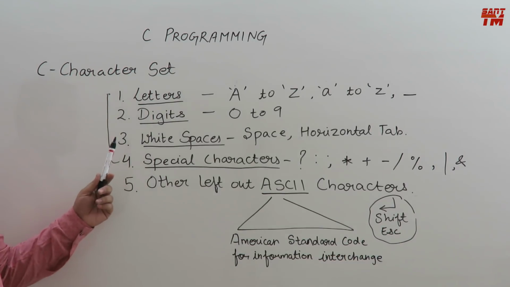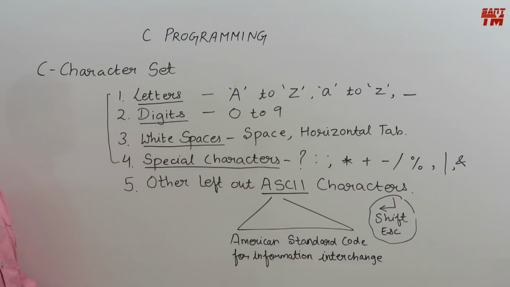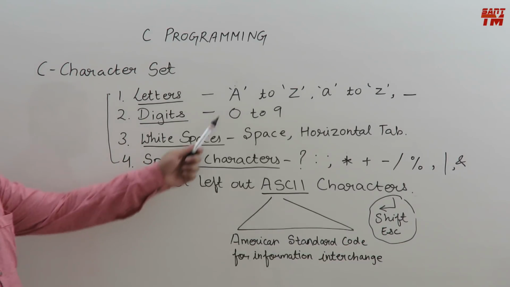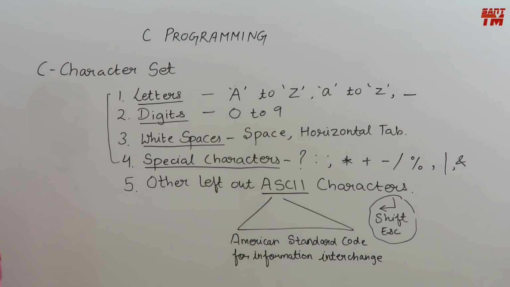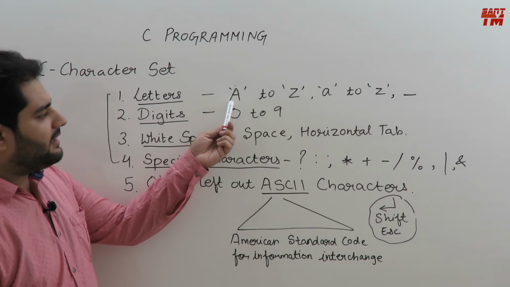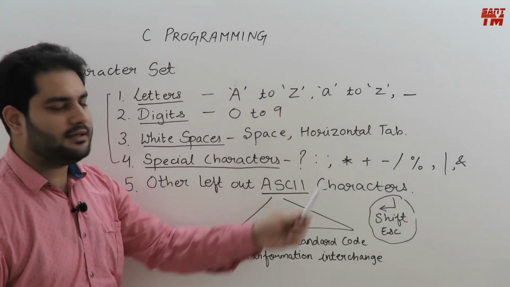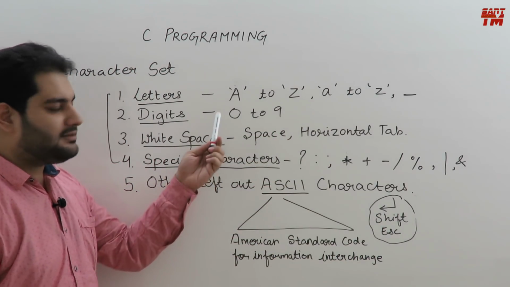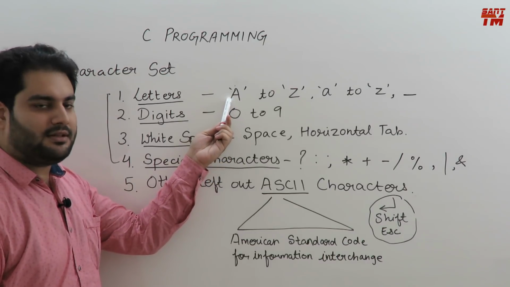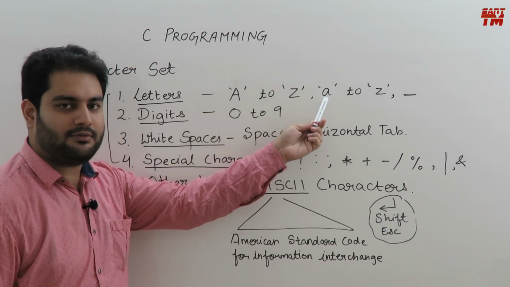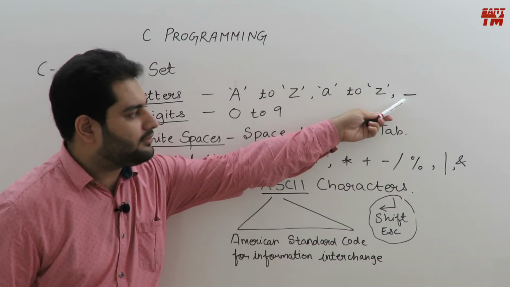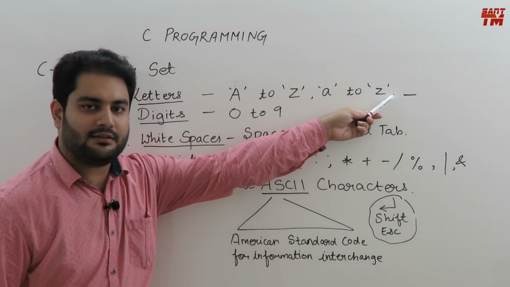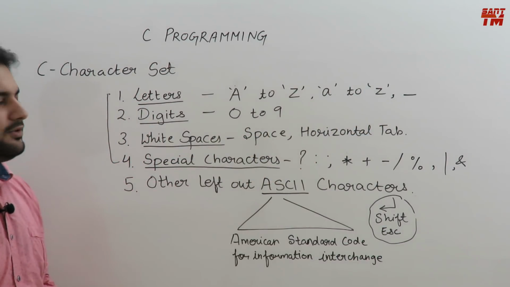So in the character set of C, the first category is letters. Letters come from capital A to capital Z and small a to small z. Now I have specified the capital range and small range differently. Why? Because C is a case sensitive language. In C programming, capital A means something different and small a means something different. We will learn about them. And underscore, this is the underscore character. This also counts as a letter in C programming.